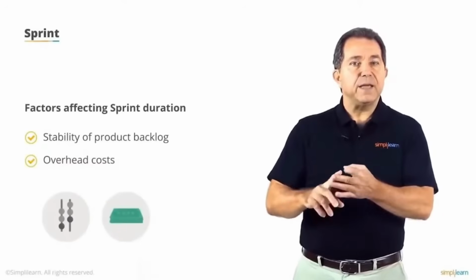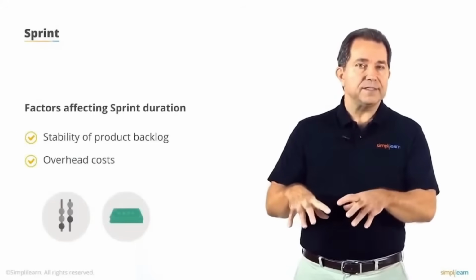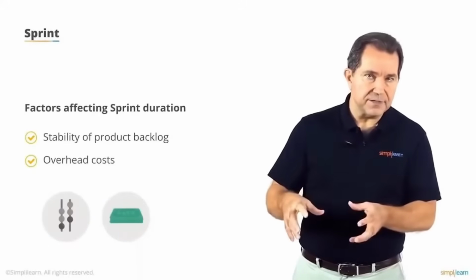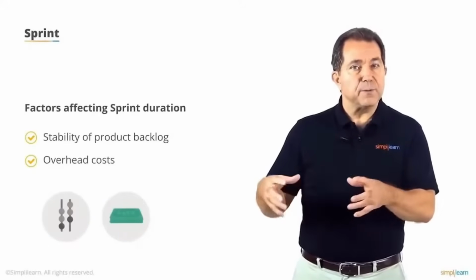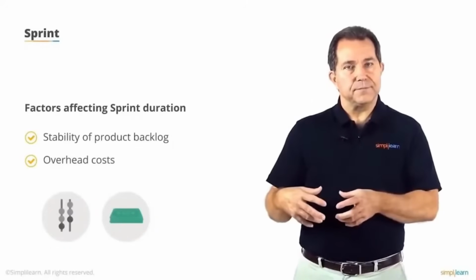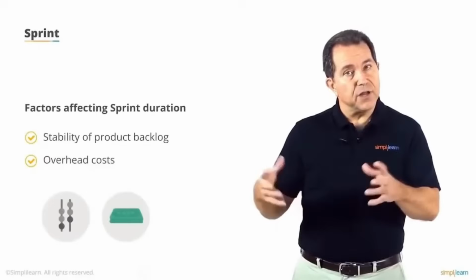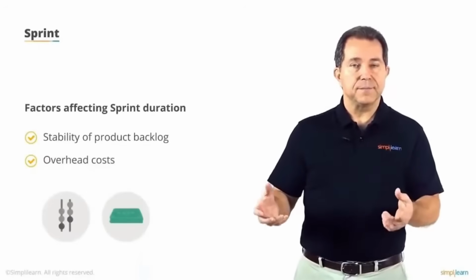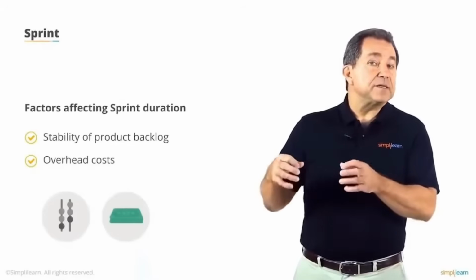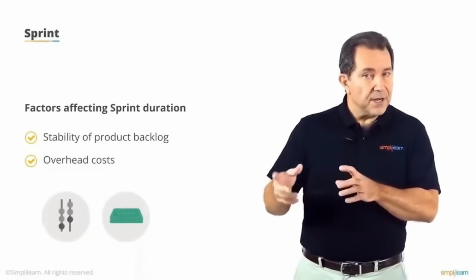If a team has been able to lower these overhead costs by automated testing, continuous integration, etc., these costs can be absorbed more easily, making shorter sprints more desirable. However, if these overhead costs remain high, the team may need to use longer duration sprints.